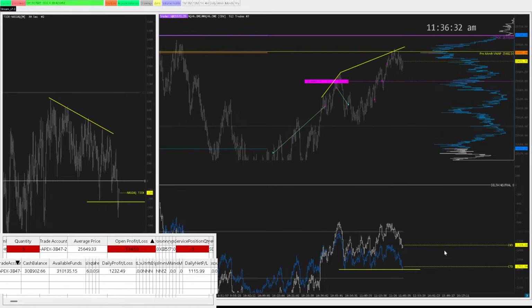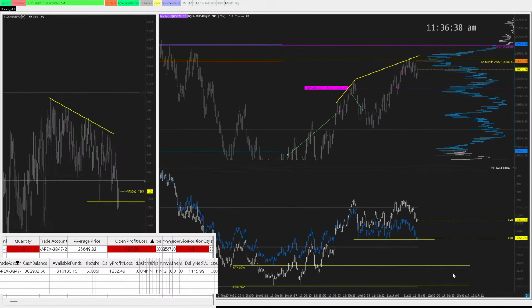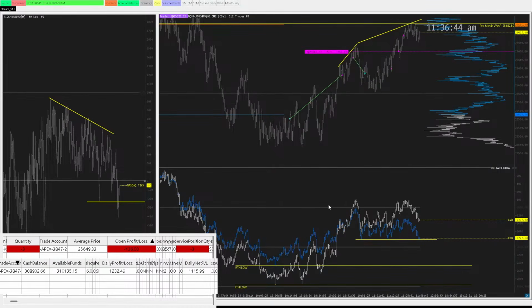Remember, I talked with you guys a little bit earlier about the delamination of the order flow. We had delamination in here, and price went up, and now we're getting delamination here. Price is starting to fail.